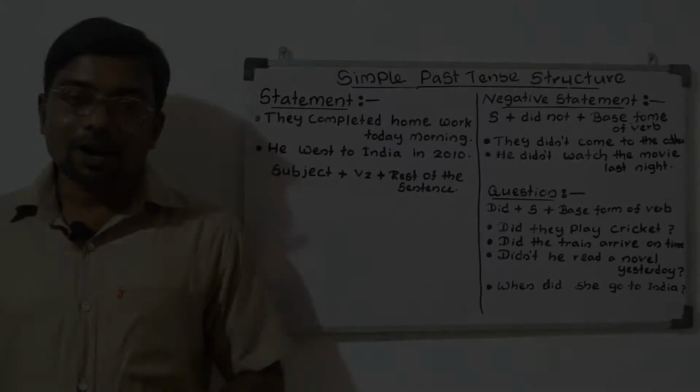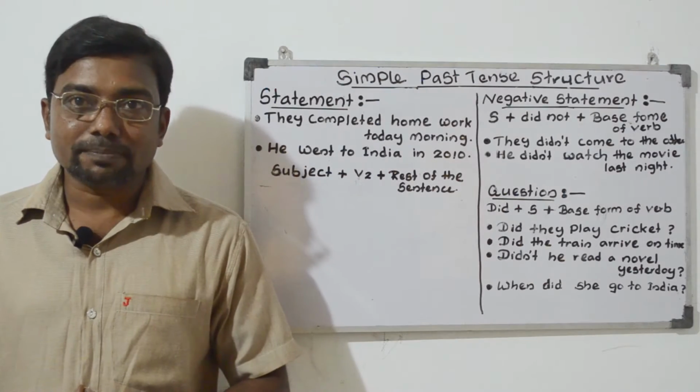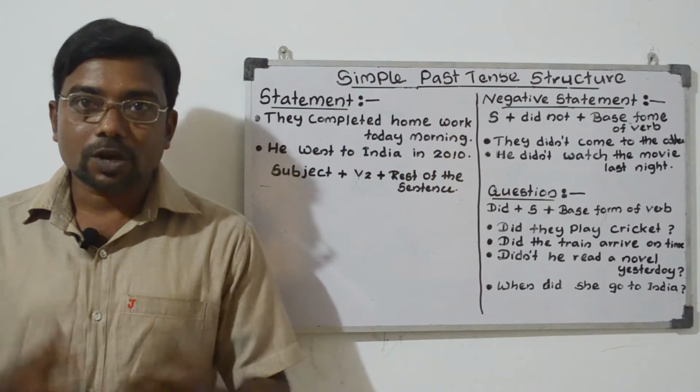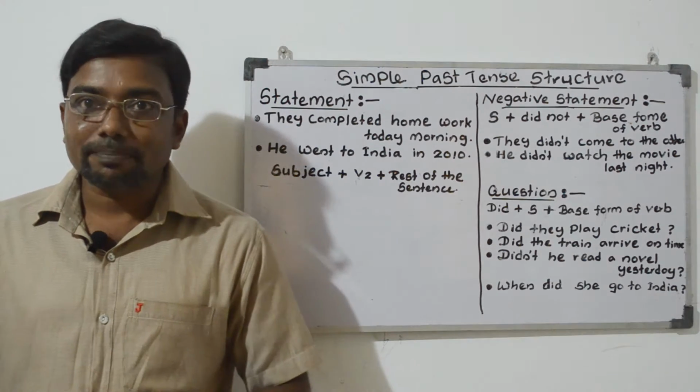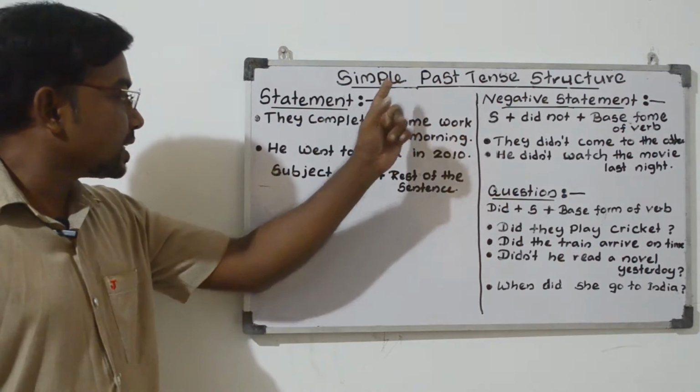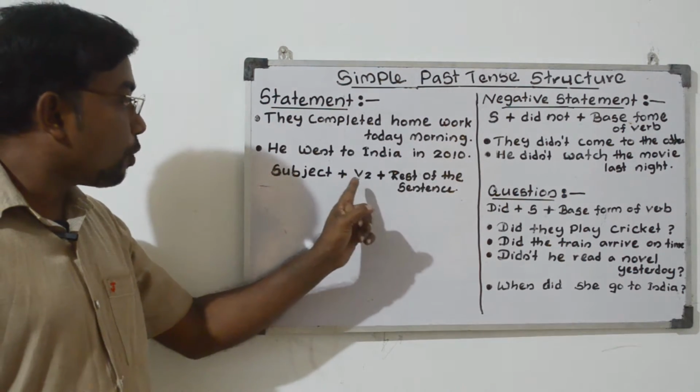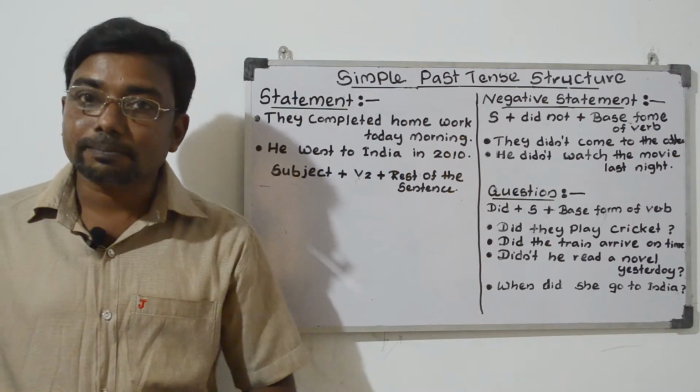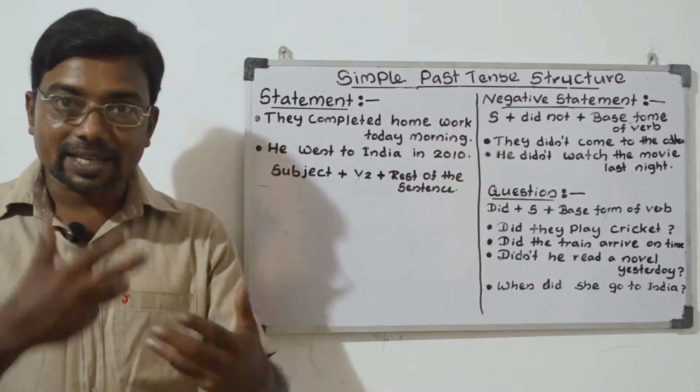Okay, there are many different ways to use this simple past tense. Before going to talk about these different uses, let's talk about how to form this simple past tense. Okay, now we are going to look at a structure of simple past tense. First of all, let's talk about how to make statement with the simple past tense. Okay, when you are going to make statement with the simple past tense, we use subject plus verb second form or verb past simple form, then rest of the sentence.